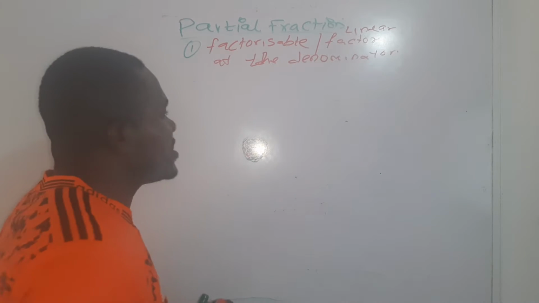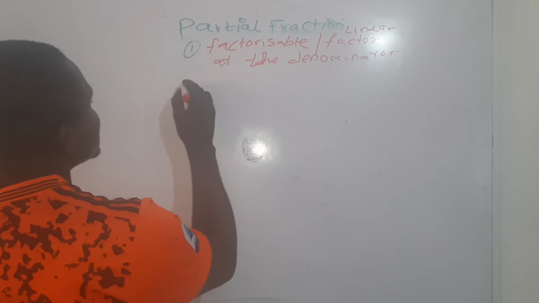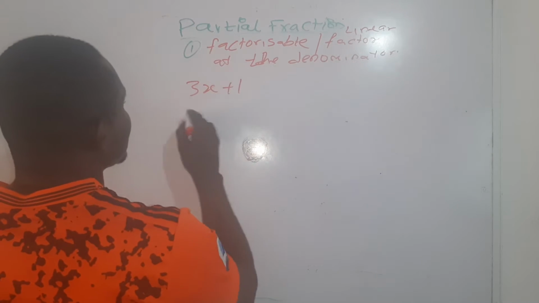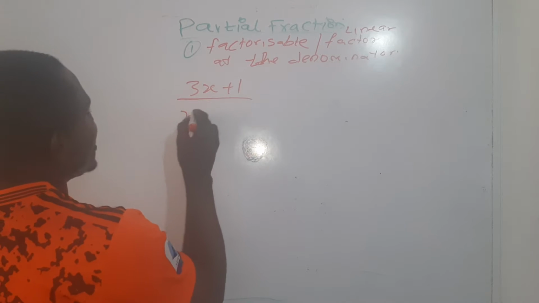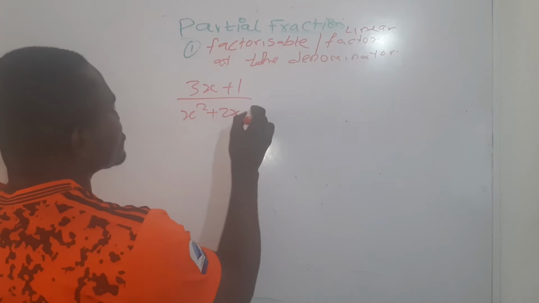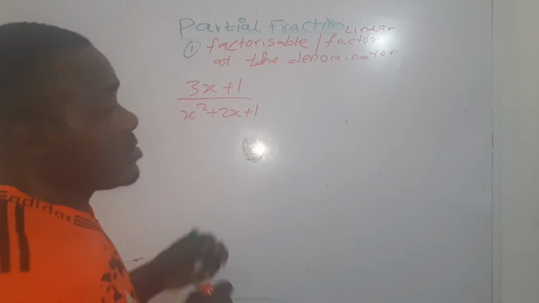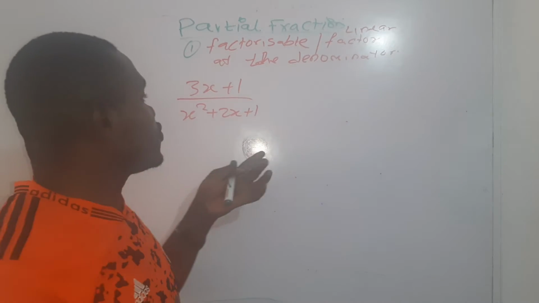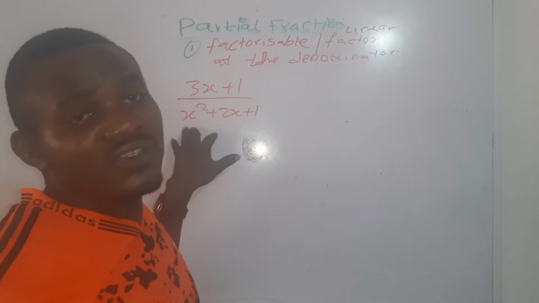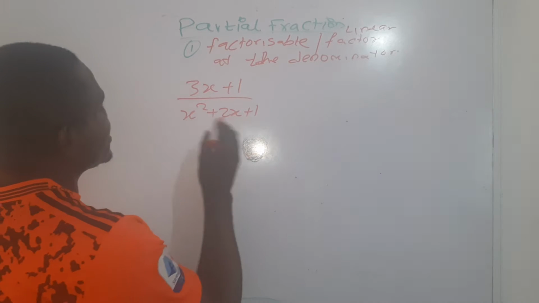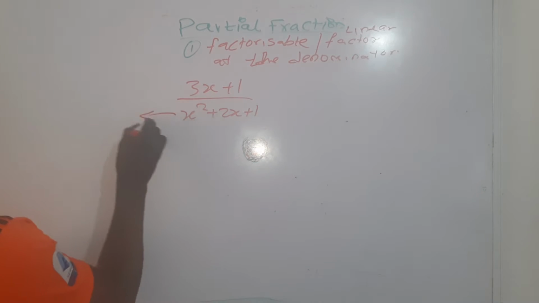Now, what do I mean? If you have something like, let's say, 3x plus 1 over s squared plus 2s plus 1, something like this, you first of all look at this. Is the denominator factorizable? Don't forget that this is our denominator.